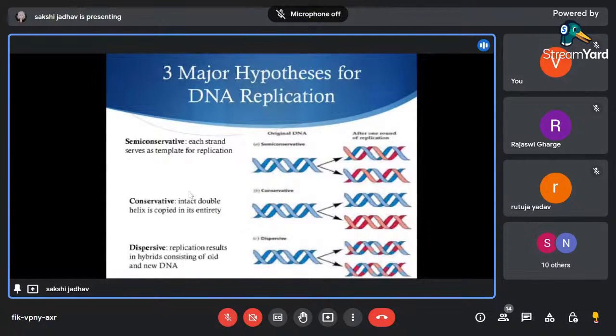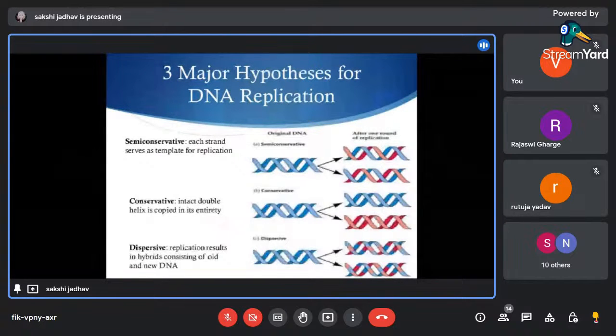So there were three basic models of DNA replication that had been proposed by the scientific community after the discovery of DNA structure. So as you can see, semi-conservative replication. In this model, the two strands of DNA unwind from each other and each acts as a template for synthesis of new complementary strands. This results in two DNA molecules with one original strand and one new strand.